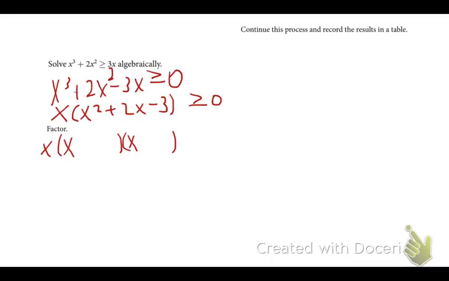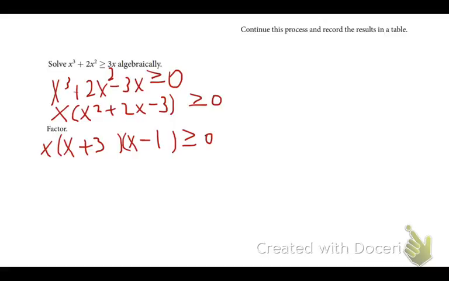Factors of -3 that when added together give you a 2. What would those be? -3 and 1. No, never mind. I did that wrong. So just flip it. So it would be +3 and -1. Yes, very good.